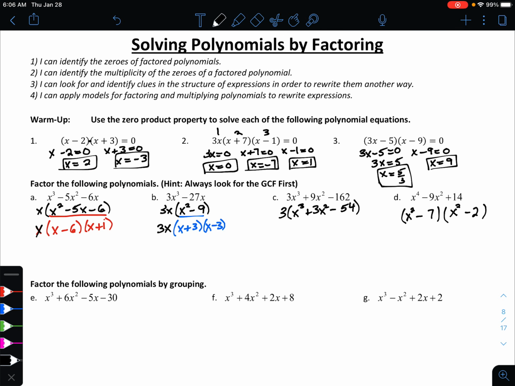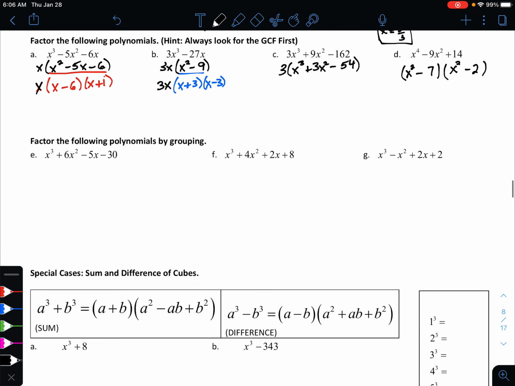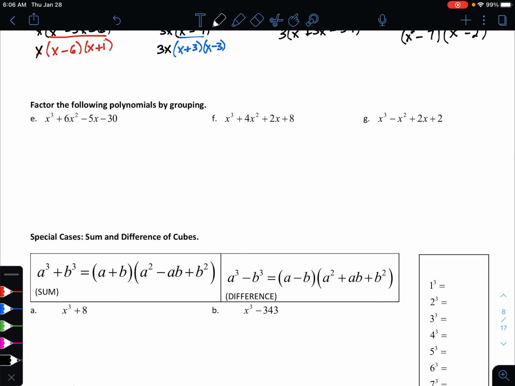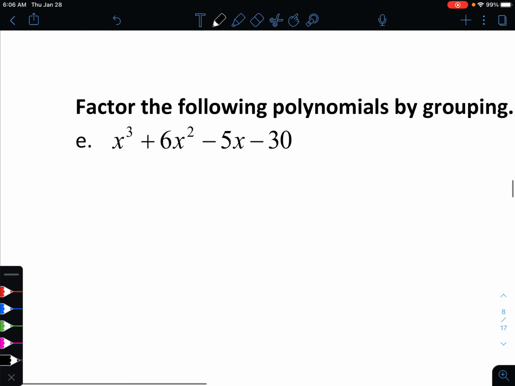Okay. So, for the most part, that factoring is the same as what we saw when we were solving quadratics, with the exception being that we found a GCF first, and with D, we did a little bit of a different factoring there as well. This next type of factoring is brand new to us. So this is an example of factoring by grouping. We're going to take a look at a few examples of that, and then look at the special cases.